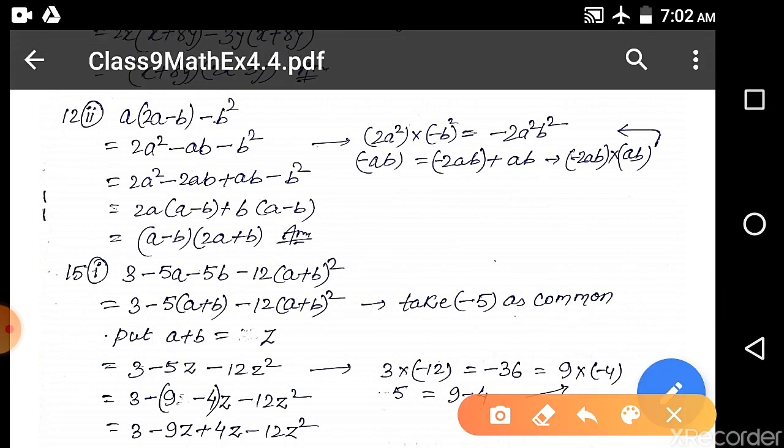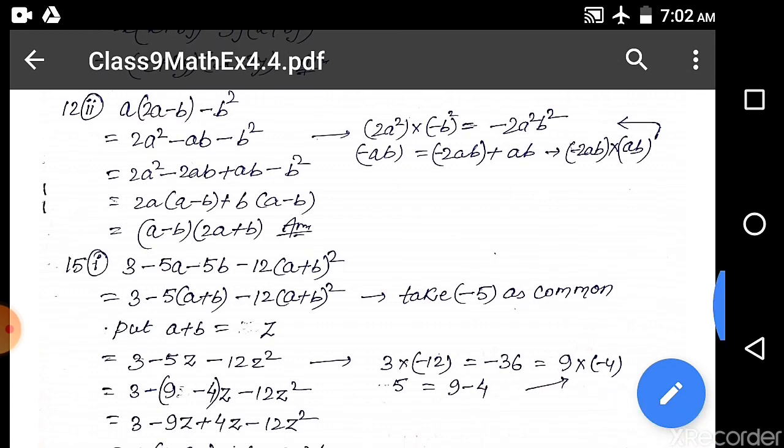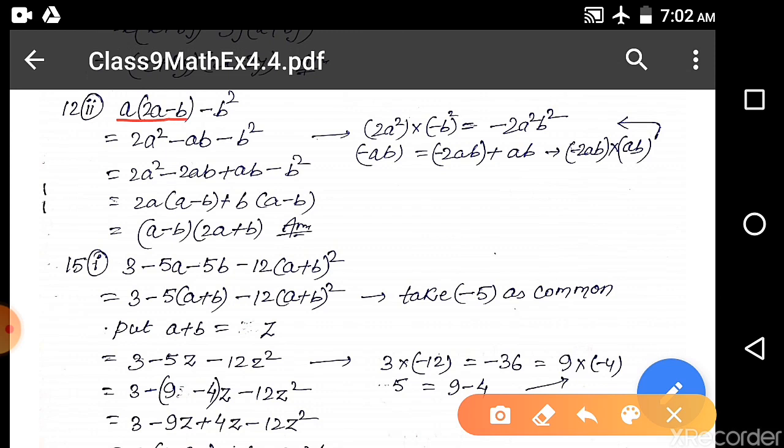See, the question is a into the bracket 2a minus b, and minus b square. So the first step is to break this bracketed term. So here we will get a into 2a is 2a square, and a into minus b is minus ab, and minus b square as it is.